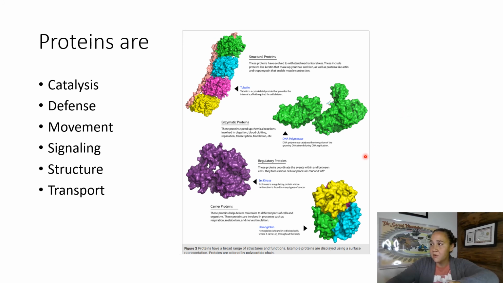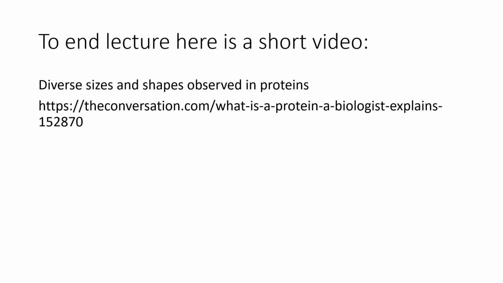We have regulatory proteins. This is an SRC kinase. And we have carrier proteins such as hemoglobin. Again, this is just an example. These are examples of what proteins are good for, and these are examples of what proteins look like. To end lecture today, I will have you guys watch this short video about the diverse sizes and shapes observed in proteins.